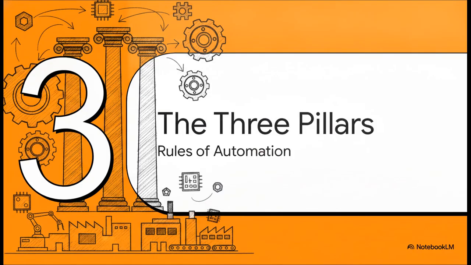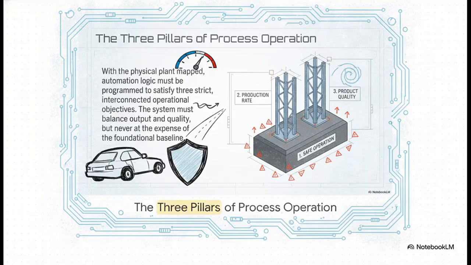Now for Section 3, the three pillars. Let's establish the rules. I want you to think of running a plant a lot like driving a car. When you drive, you absolutely have to balance three things. First, you have to drive safely so you don't crash. Second, you have to drive fast enough to reach your destination on time. In a factory, that's your production rate. And third, you want a smooth, comfortable ride. That represents your product quality. A good automation system has to balance all three of these pillars simultaneously.